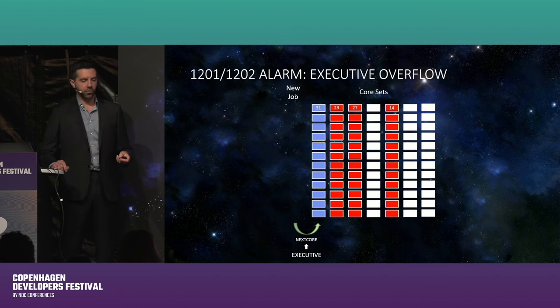Now, a 1202 is what happens when the next core function can't find an empty core. They're all full, and there's nowhere available for it to put the new job. This is never supposed to happen, according to the developers. They exhaustively tested all the different conditions and all the different things that could be happening at once and determined with absolute certainty that you would never have more jobs going at once than you have cores in the system. So this should never happen, which is why they never saw it during training.